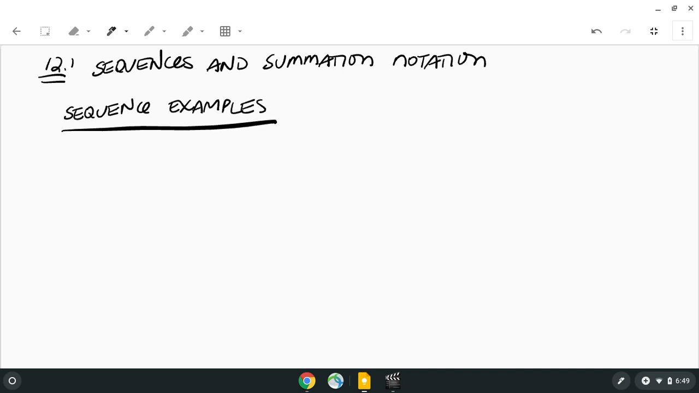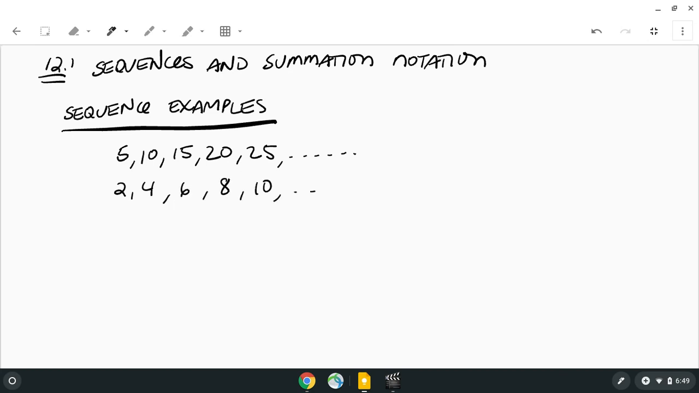Okay, so this here, 5, 10, 15, 20, 25. This here is a sequence of numbers. So is this one here, 2, 4, 6, 8, 10. And they should be familiar to you. Some sequences might be familiar to you, some may not. If I write down this one, 1, 4, 7, 10, 13, 16, you might be staring at this and going, oh, I don't really recognize that or what the pattern is. But if you stare at it a little bit longer, you might be able to figure it out. Same thing with this next one.